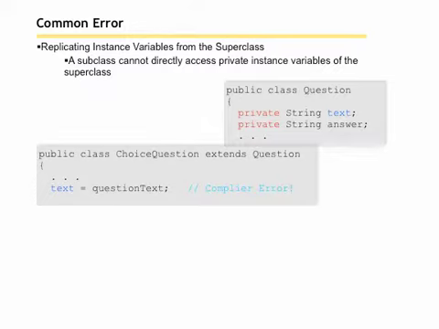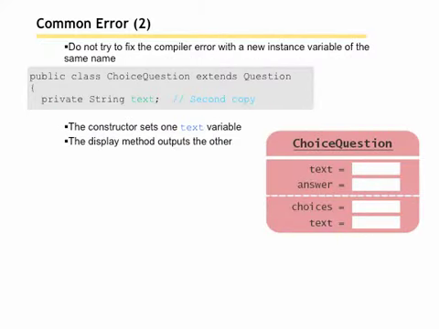It's a common error to replicate instance variables from the superclass, and you don't need to do that. In fact, a subclass cannot directly access private instance variables in the superclass. So you have to use the public interface of the superclass to access those instance variables that are private in the superclass. If you try to fix the problem by creating an instance field with the same name in the subclass, it creates a second copy just with different scope.